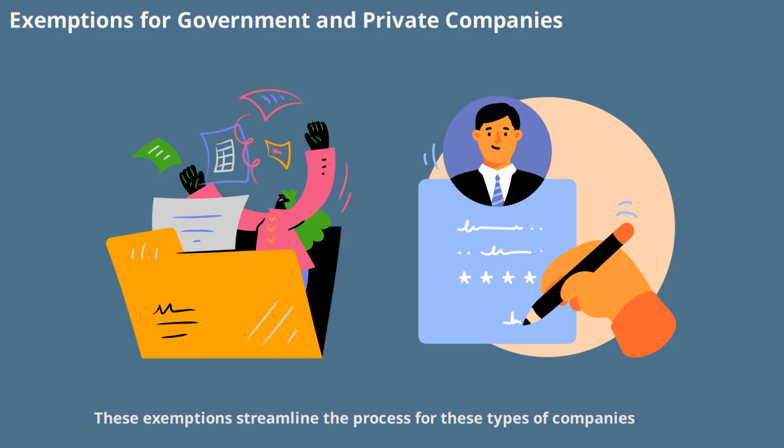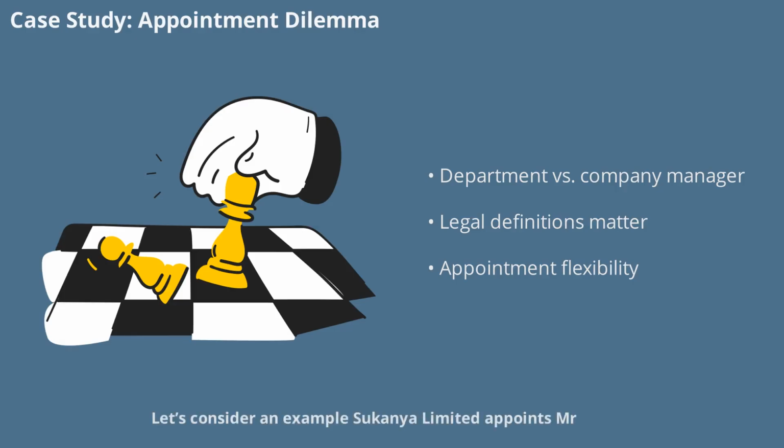These exemptions streamline the process for these types of companies. Consider an example. Sukanya Limited appoints Mr. Rajaram as managing director, giving him substantial management powers. Later, they want to appoint Mr. Rakesh as manager of the finance department. However, since Mr. Rakesh would only head a department and not the whole company, he does not meet the definition of manager under Section 2(53). Thus, the company can proceed with his appointment as a departmental manager without following the strict provisions for company-wide.